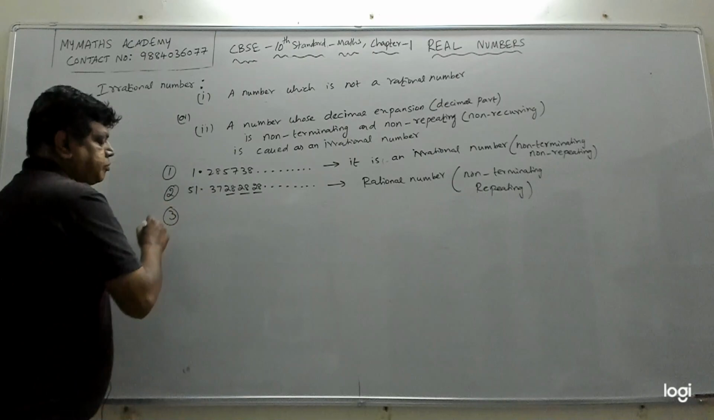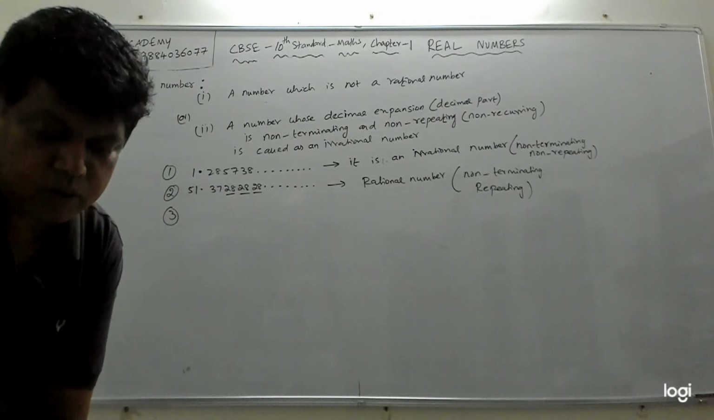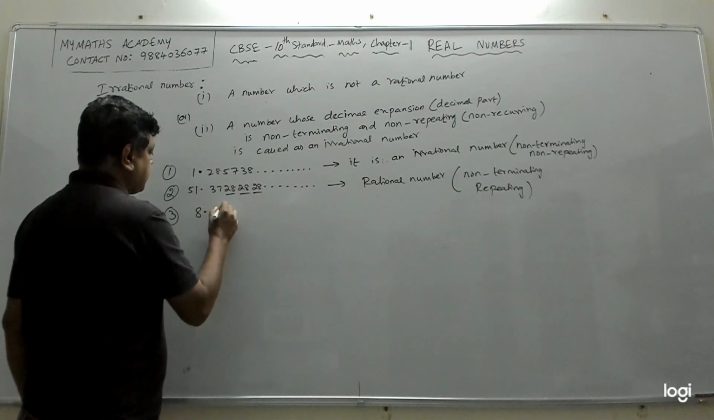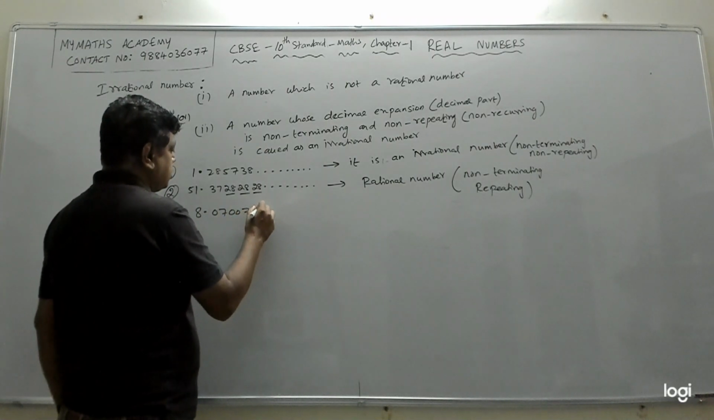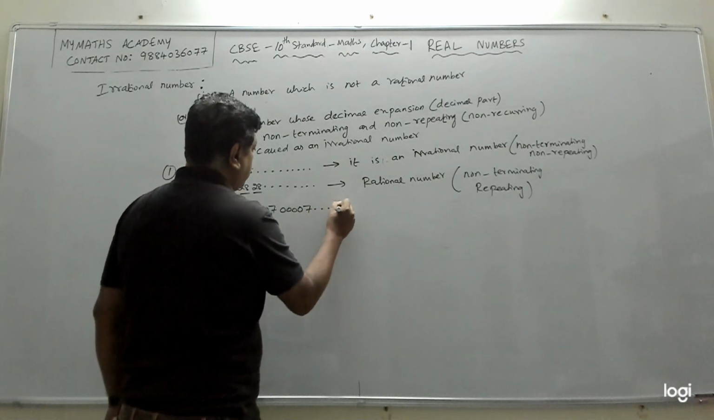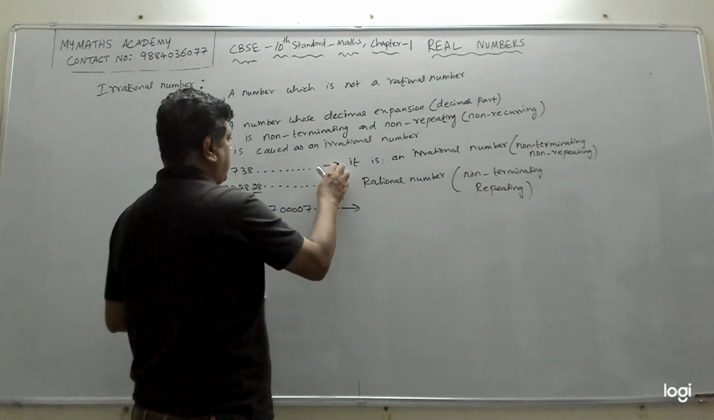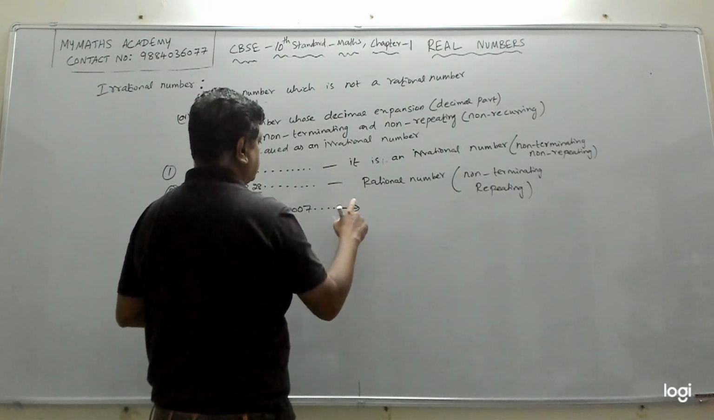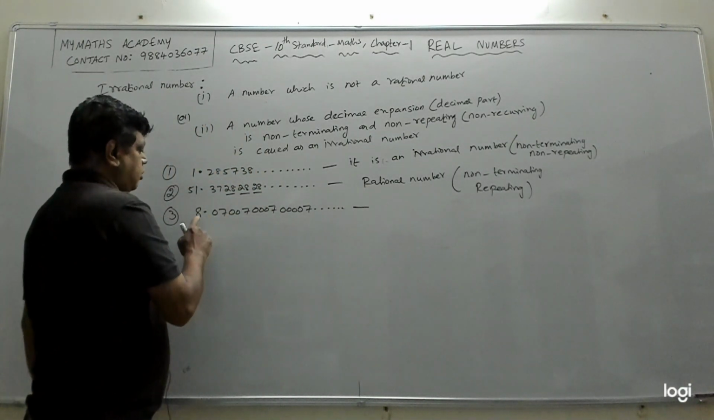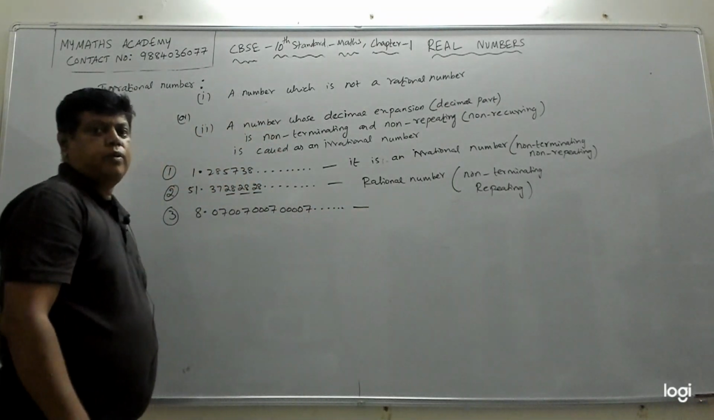The third example. Suppose I have 8.07007000007 dot dot dot dot. Now, is it rational or irrational? Let me write it out: 8.07007000007000000. Now, we have to check.